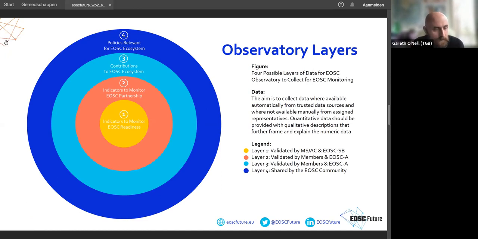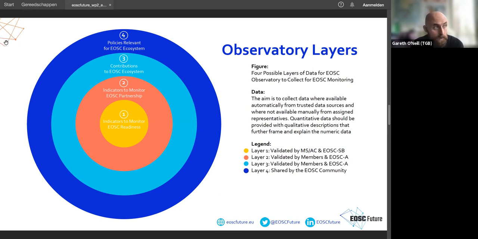So starting at layer 1 in the very center in the yellow, we have a layer that's looking at indicators to monitor EOSC readiness. So this is related to the monitoring of EOSC readiness at member state and associated country level, specifically under the EOSC Steering Board. And essentially, we are now working with the Steering Board on a survey to collect information from member states and associated countries on their open science policies and their EOSC readiness, specifically for now, looking at EOSC research, data management, and research infrastructures.